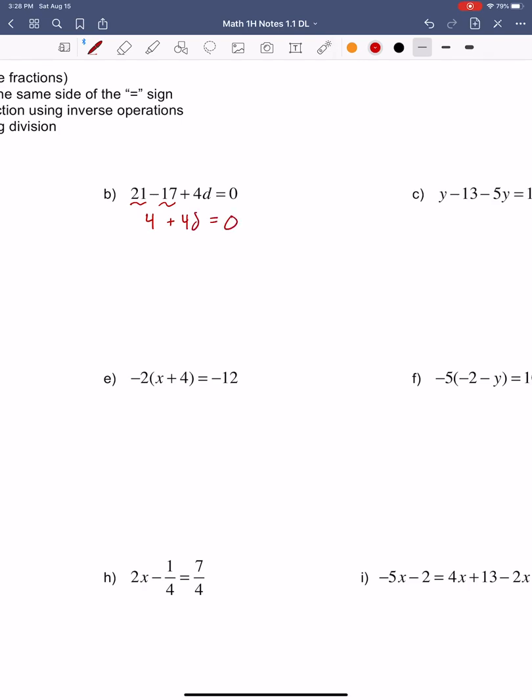And now I'm trying to get d by itself, so I want to get rid of this positive 4. So I'm going to do that by subtracting 4 to both sides, which gives me 4d equals negative 4. And that's going to be divide by 4 to both sides. So d equals negative 1.